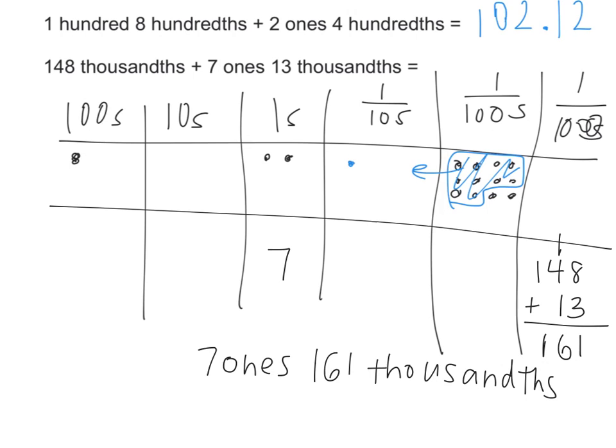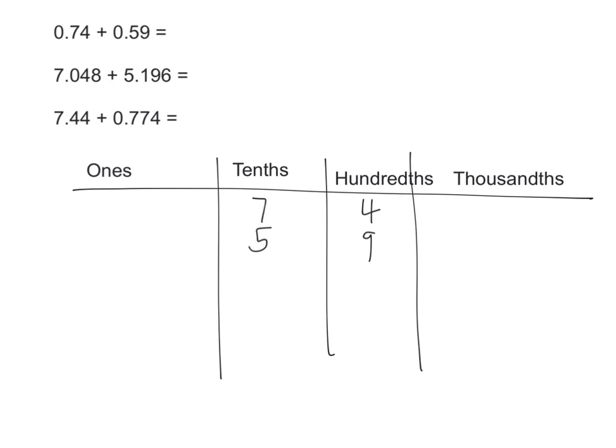Okay, good. So you can see we went place value by place value. We saw we have 7 tenths and 4 hundredths, and to that we're adding 5 tenths and 9 hundredths. So let's go ahead and add each of those place values. If I have 7 tenths and I'm adding 5 more tenths, how many tenths do I have all together? 12. Sonia? 12.